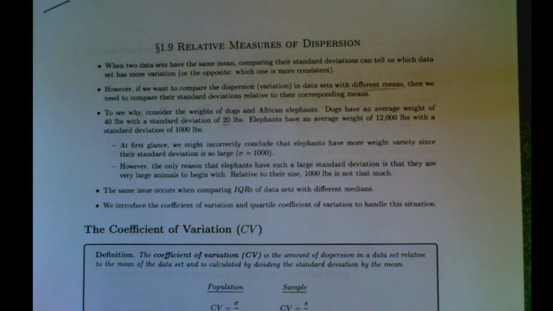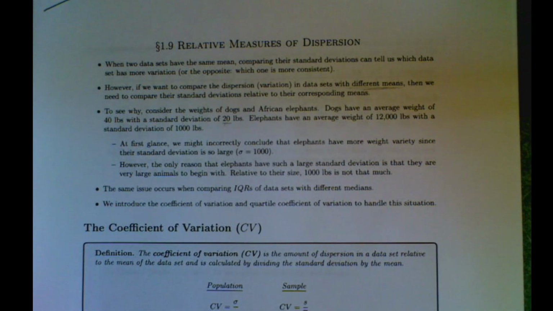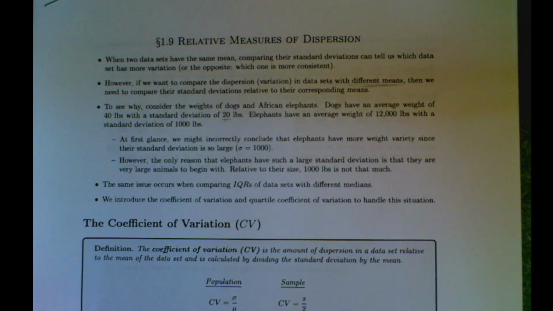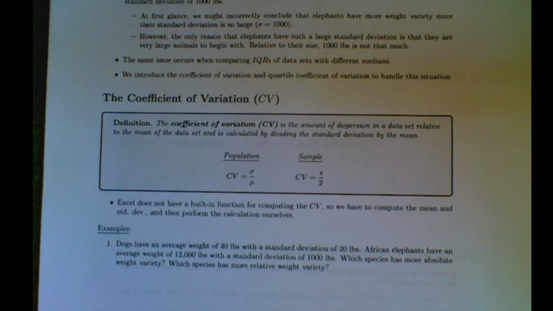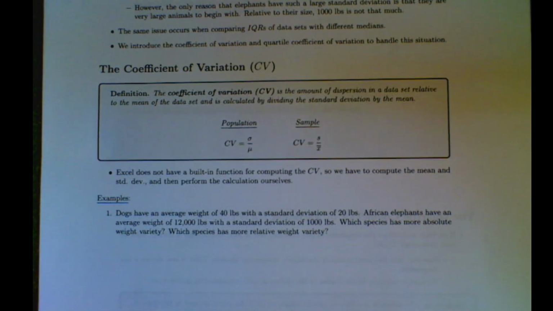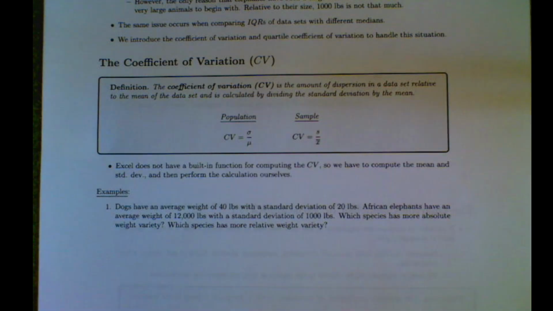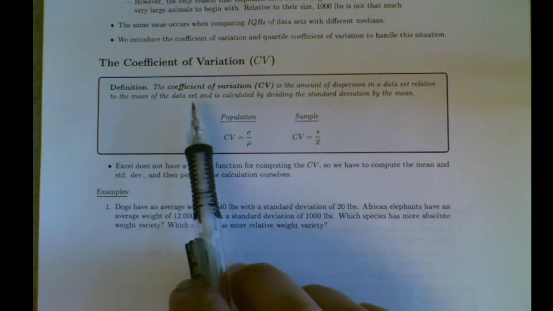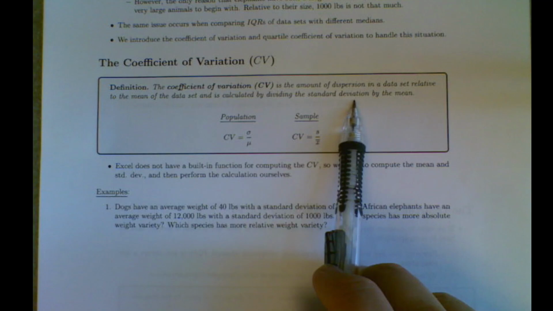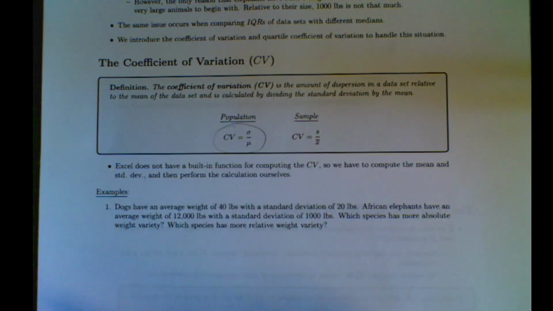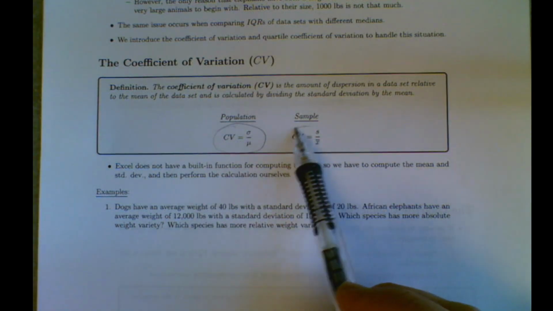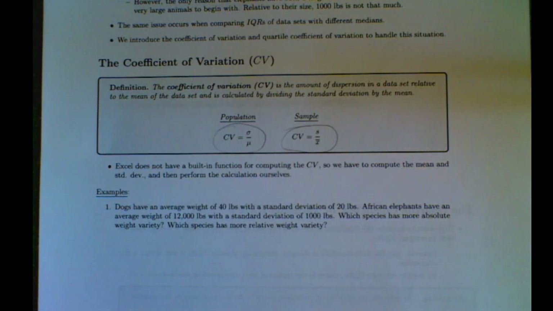So for the standard deviation, the corresponding relative measure of dispersion is called the coefficient of variation, okay? So let's talk about the coefficient of variation, or we'll call it the CV for short. The coefficient of variation is just the standard deviation divided by the mean. If you're dealing with population data, it would be computed this way. If you're dealing with sample data, it would be computed this way. For the population, it's sigma divided by mu. For the sample, it's S divided by X bar.